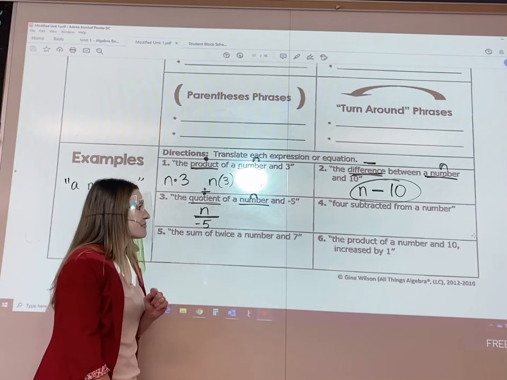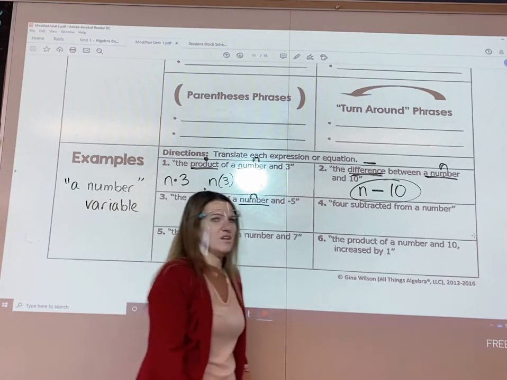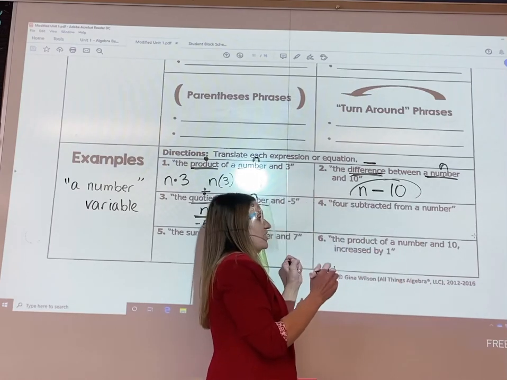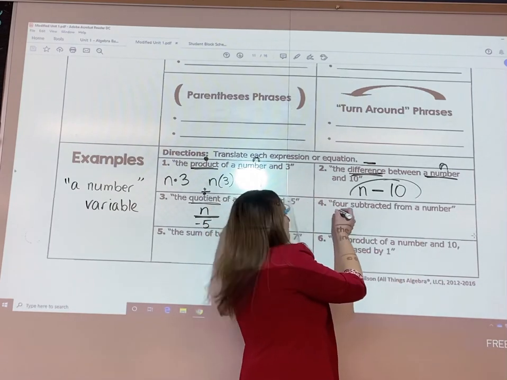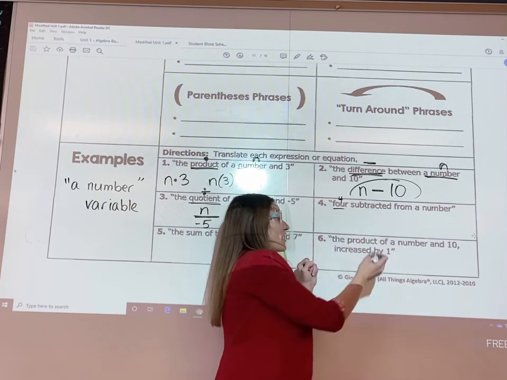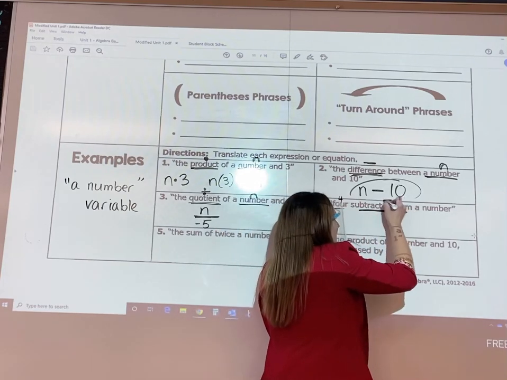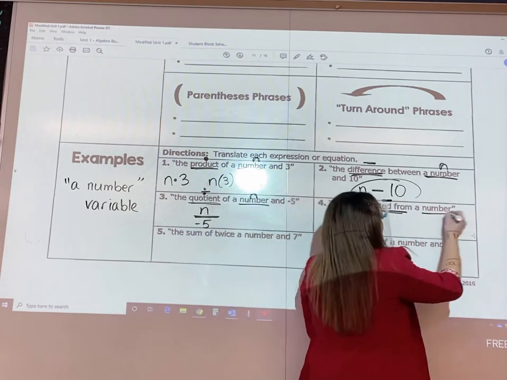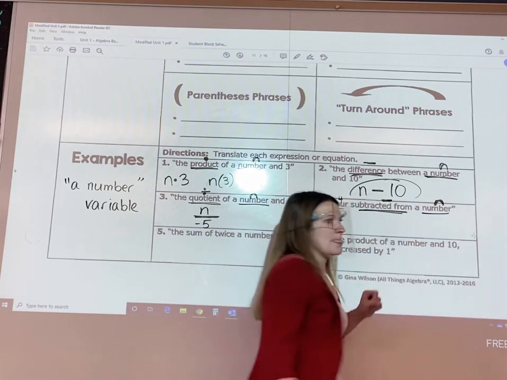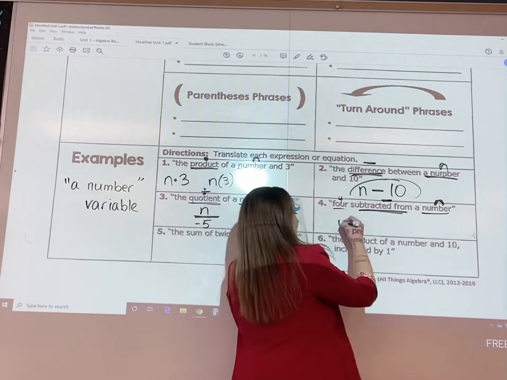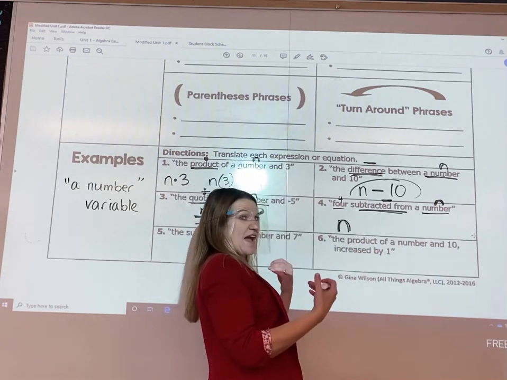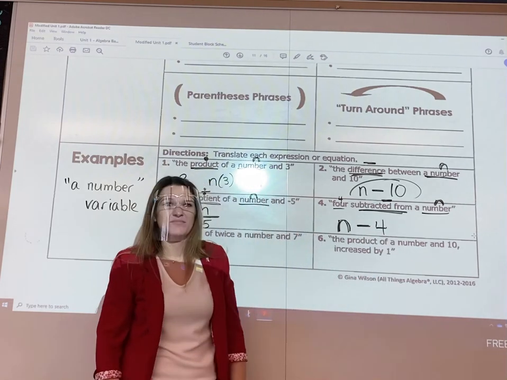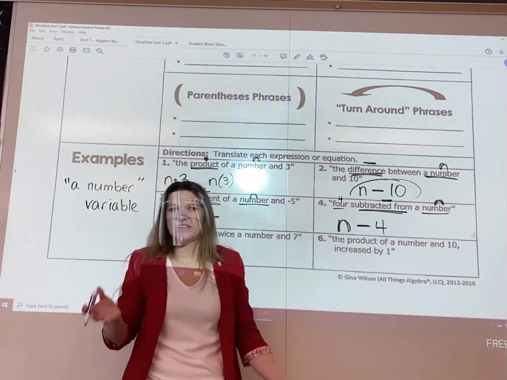Perfect. Number 4. 4 subtracted from a number. The 4 tells me that this is a number 4. Subtracted from something. We're taking it from something. What are we taking it from? A number. That's going to be our n. So we have n, and we're subtracting 4 from it, n minus 4. Hopefully this is starting to make some sense.